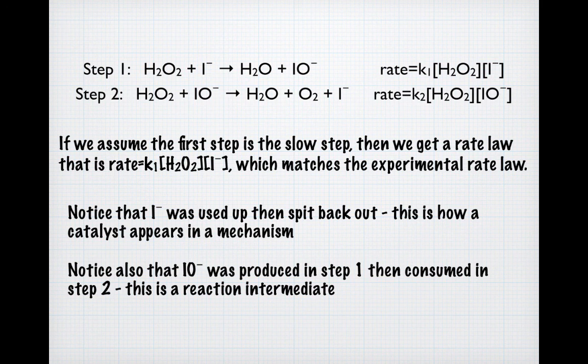Notice also we've got the IO minus. It was first produced as a product and then consumed as a reactant in step number 2. This is how a reaction intermediate appears. They are different. A catalyst is something that we have to physically add, so it will show up first as a reactant, then get regenerated as a product. Reaction intermediates get generated as a product first, and then used up as a reactant later.